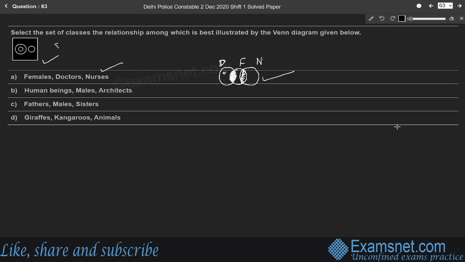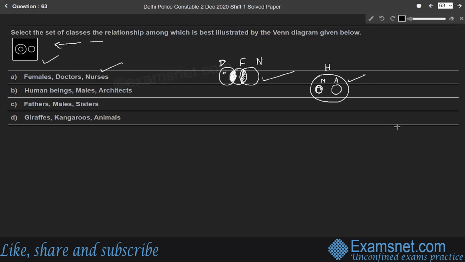Look at the second option: human beings, males and architects. Males and architects are both human beings. So if this big circle represents human beings, some are males, and some are architects. Architects need not be males all the time, right? There are female architects also. Therefore, this diagram also is not exactly the same as the given Venn diagram.